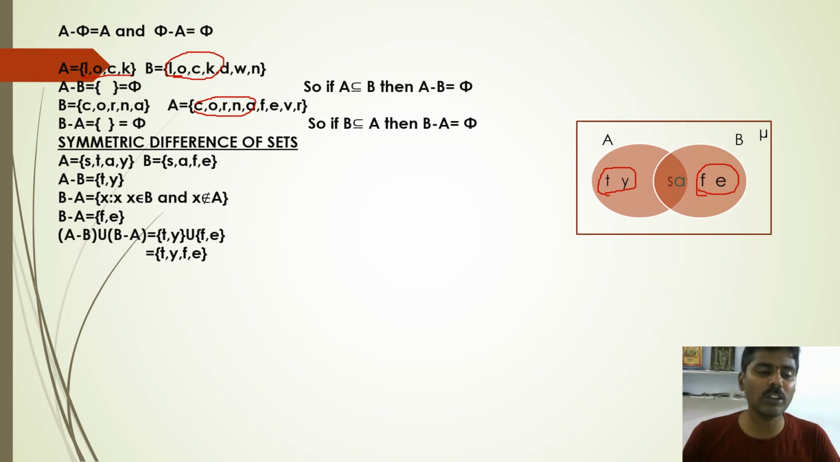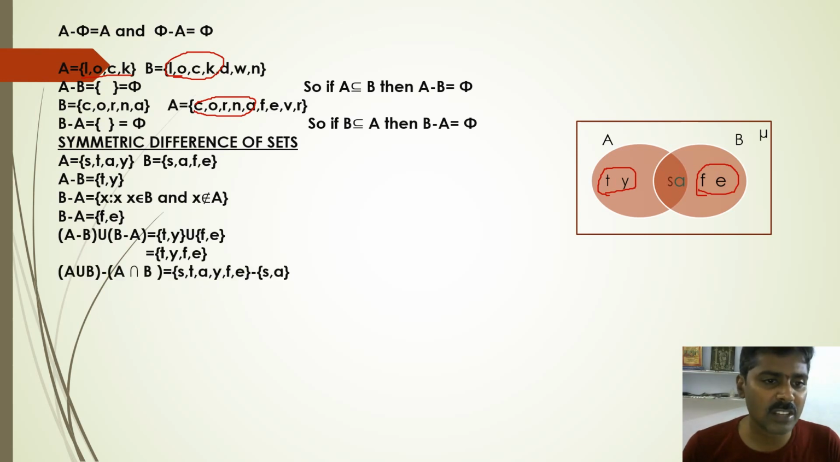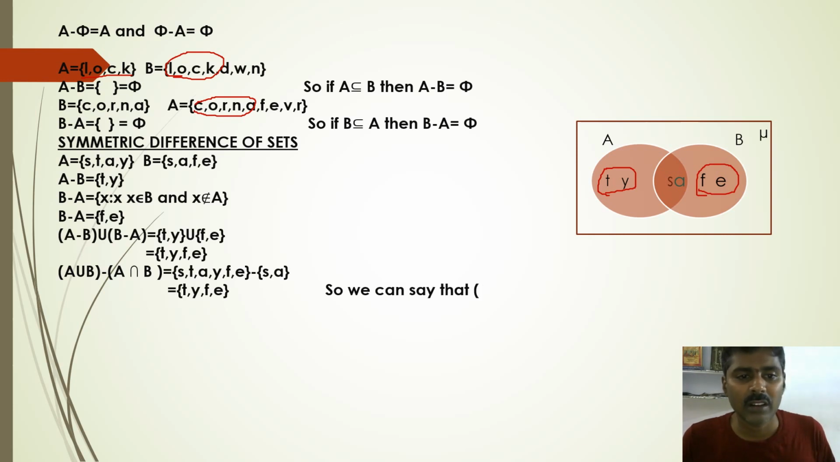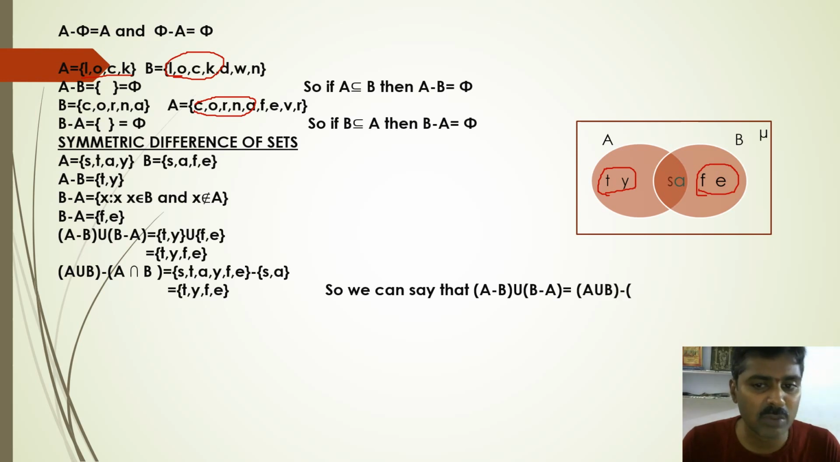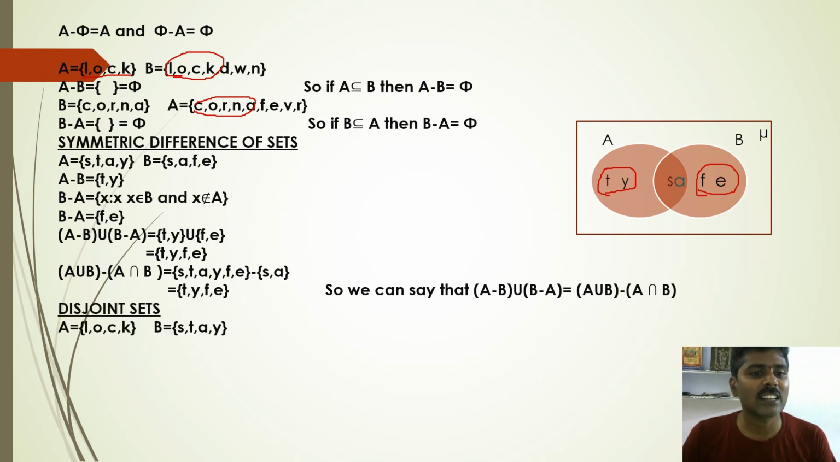This will be equal to another operation: A union B minus A intersection B. We know that A union B is all the elements in both the sets. A intersection B is the common elements in the sets. If the common elements are removed, then you will get the same result, which is equal to the symmetric difference of sets. So A minus B union B minus A is called the symmetric difference, not A union B minus A intersection B.